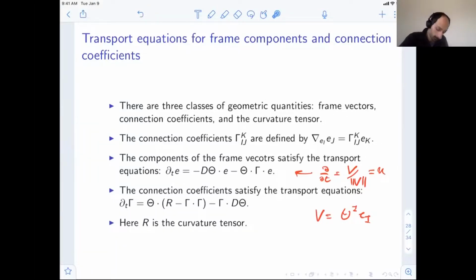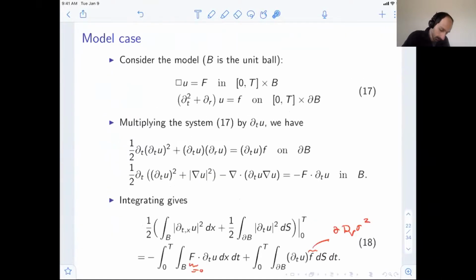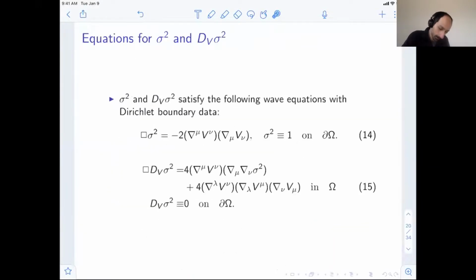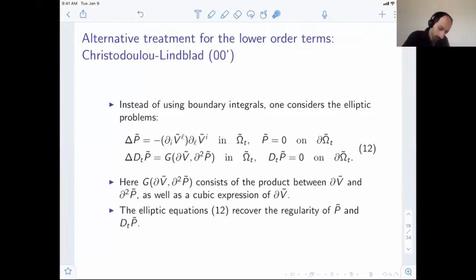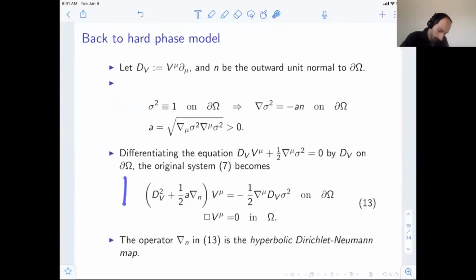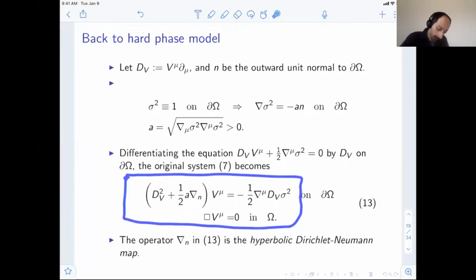Okay. So let me come back to the curvature tensor itself later, but now let me study the regularity of the equations for the fluid velocity. Let me quickly recall what the equation was in the case of the fixed background. Here was the equation, right? The fluid velocity satisfied this type of equation: dv squared plus 1/2 the hyperbolic Dirichlet-Neumann map of v was the gradient of this dv sigma squared.